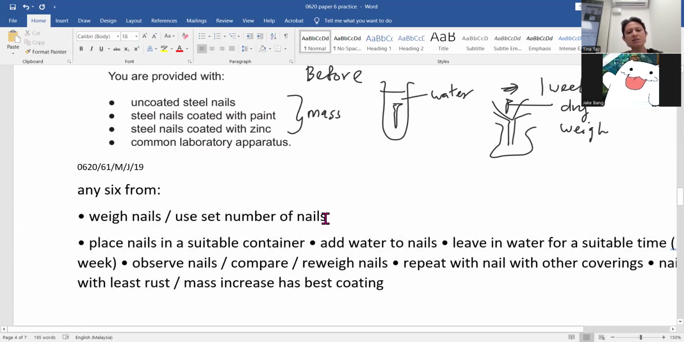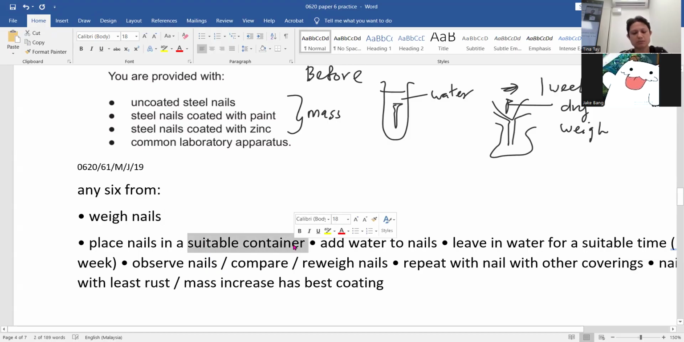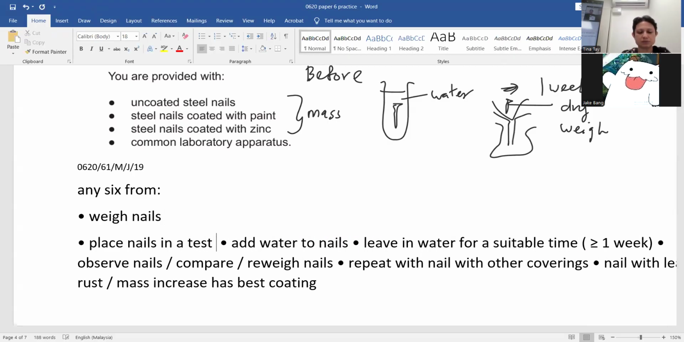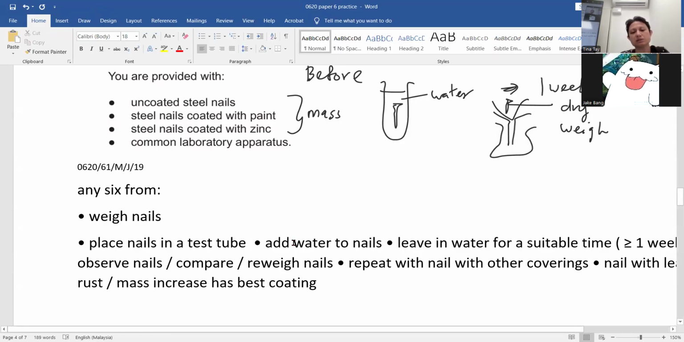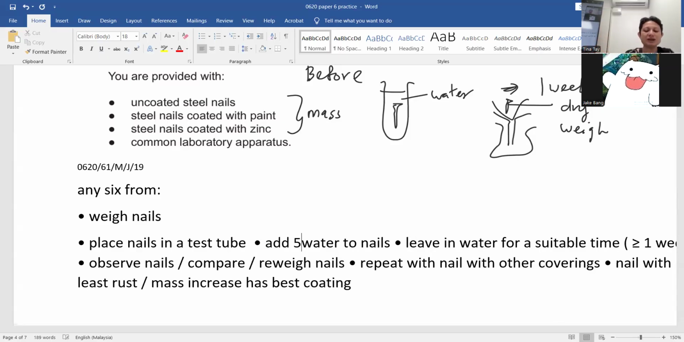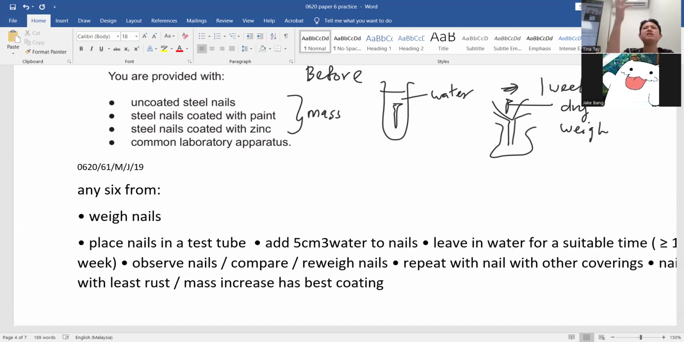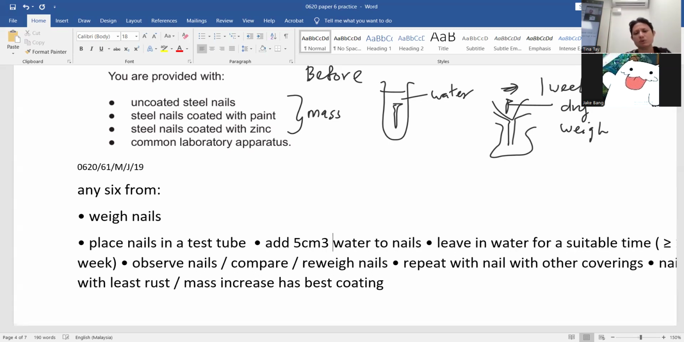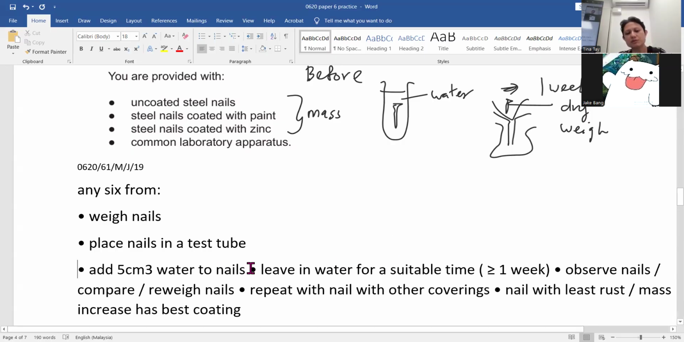Okay, weigh the nails or use a set number of nails. Better is to weigh the nails. Place nails in a test tube or beaker. Add water, and then you must say how much water. If it's a beaker, you can add 20 centimeter cube. If it's a test tube, you add 5 centimeter cube. Please don't add 50 centimeter cube to a test tube. And then leave for a suitable amount of time.